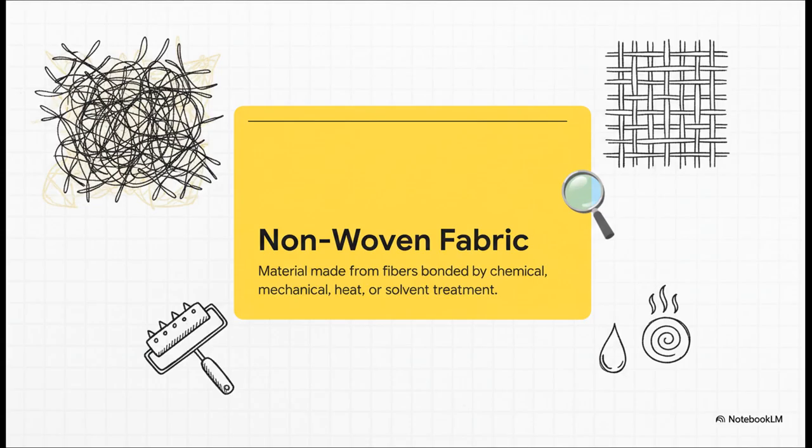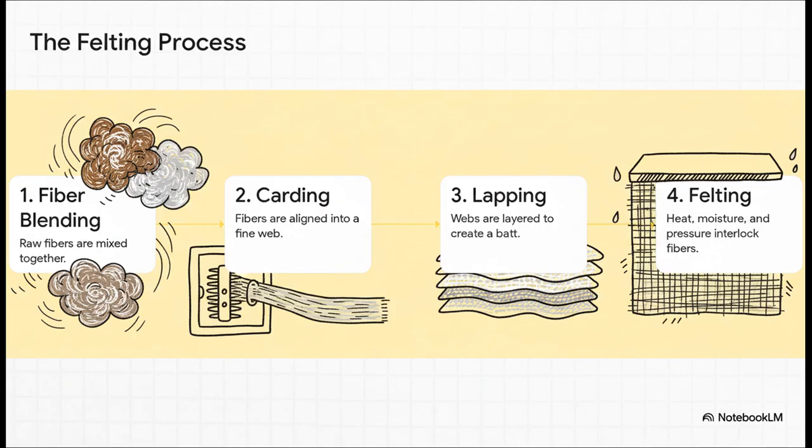And instead of that neat, orderly grid of a weave, a non-woven is more like a chaotic web of fibers that are all tangled and bonded together. A good way to think of it is kind of like making paper, but you're using textile fibers instead of wood pulp. One of the oldest ways to do this is called felting.